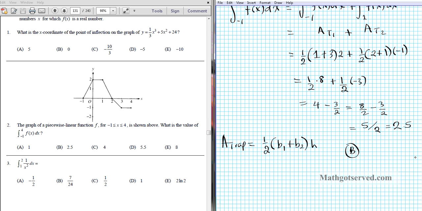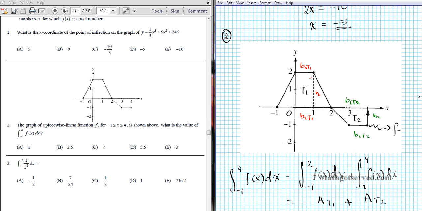Okay. So there you have it. Just remember that this entire expression right here is the integral from -1 to 2 of f of x dx. This region, this entire region down here, that's what it is. And then this region down here is the integral from 2 to 4 of f of x dx. This entire region down here is basically the area of trapezoid 2. And then up here, this is the area of trapezoid 1. Okay? All right, now let's move on to the next question.